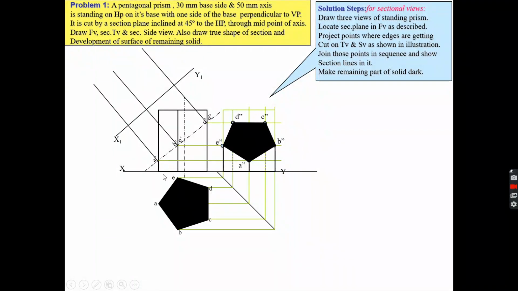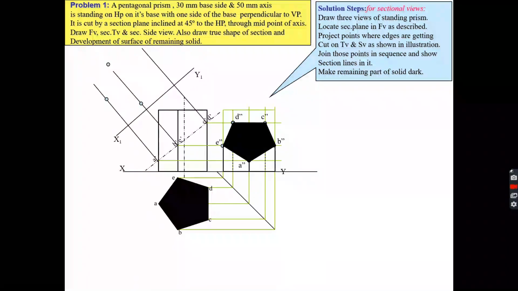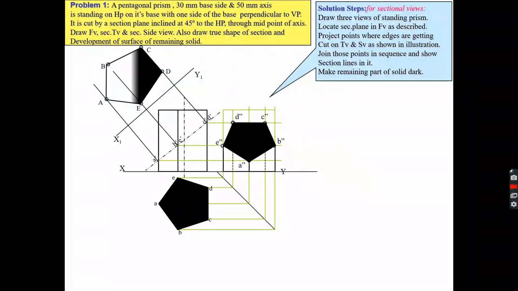After completing this part, you have to measure the distance of each point A, B, C, D and E from the XY line in the top view. So this is your distance of point A from the XY line, and this is your line from point A. So from the new reference line, you have to mark the point A at this same distance you are measuring here, and in a similar way you can mark all the other points like this, and this is your true shape of the section.